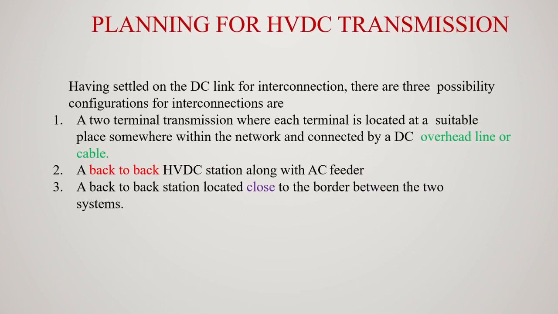So three types of interconnection possibilities are there. That is two terminal transmission, second one is a back-to-back HVDC station with AC feeder, and third one will be back-to-back DC link at border. Okay students.